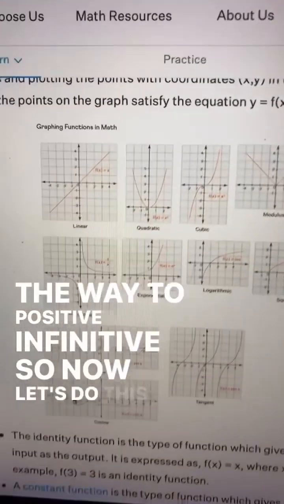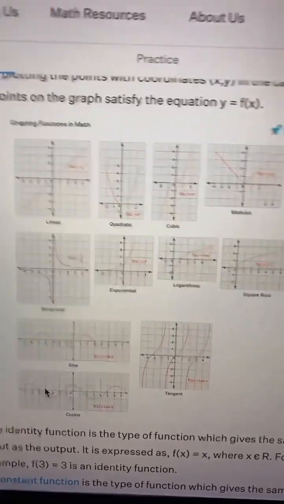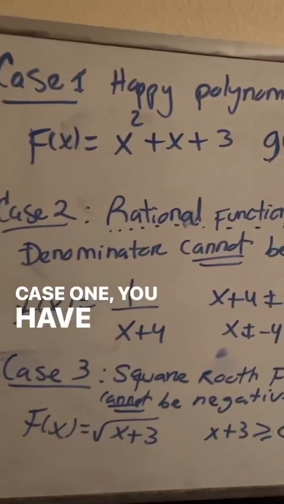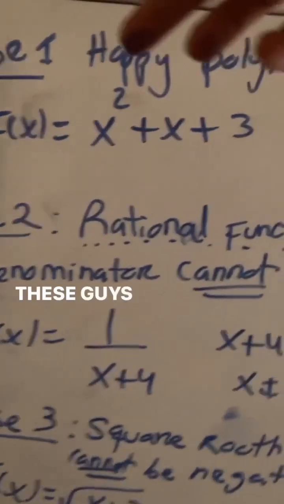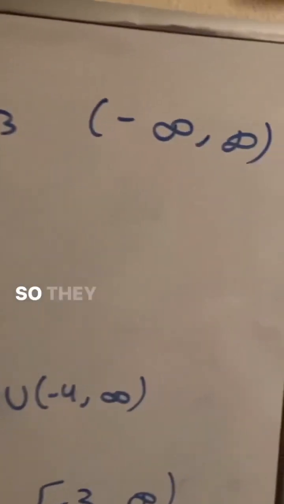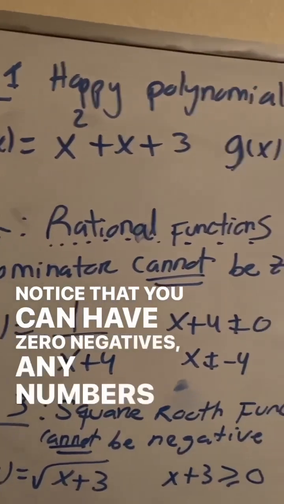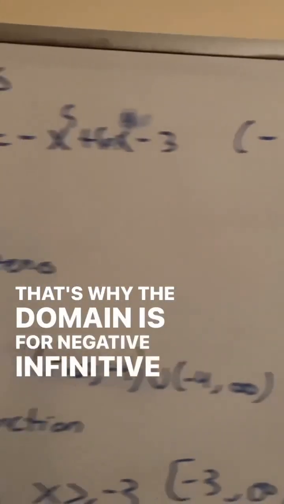So now let's do these functions algebraically. Let's do the most typical three cases. Case 1, you have the happy polynomials. These guys can eat anything, so they have no restrictions. Notice that you can have 0, negatives, any numbers you want here. That's what their domain is, from negative infinity to infinity, all real numbers.